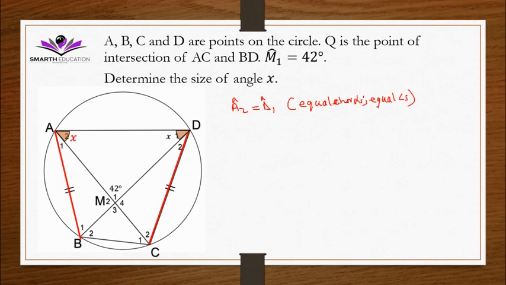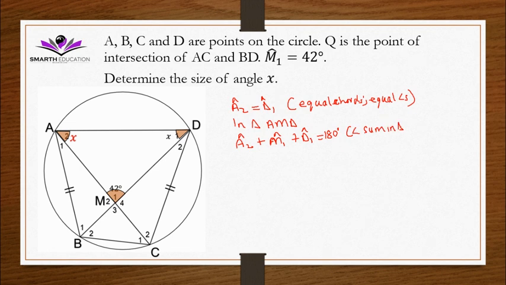But now if you check, we have a triangle here. We remember we want to find X. So in triangle AMD, we can see that we have the interior angles A2 plus angle M1 plus angle D1, and these are equal to 180 degrees. Why? This is the angle sum in a triangle, right?